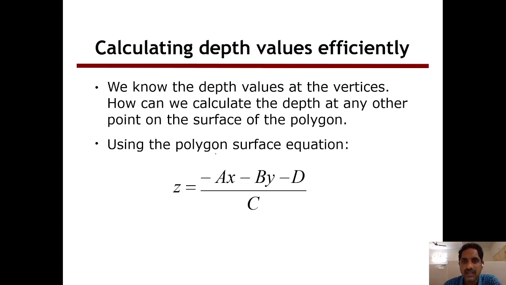See how we can calculate the depth values efficiently. We use the plane equation Ax plus By plus Cz plus D equals 0. We know the depth values at the vertices. How can we calculate the depth at any other point on the surface of the polygon? Using the polygon surface equation, that is z equals minus Ax minus By minus D divided by C. Based upon this equation, we can calculate the z values.